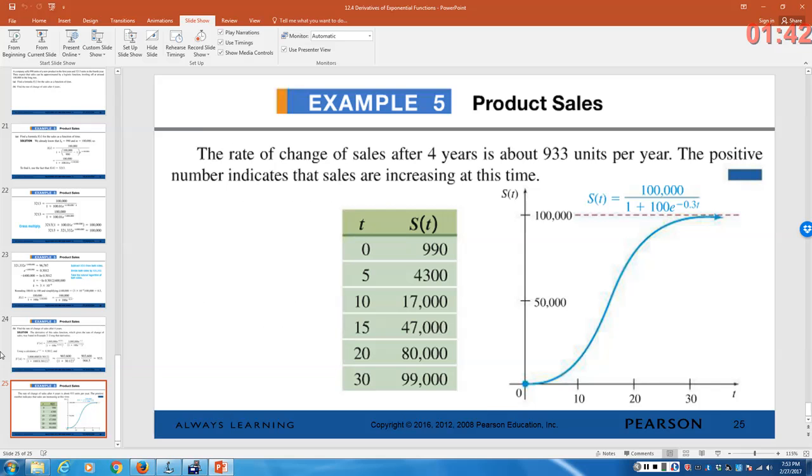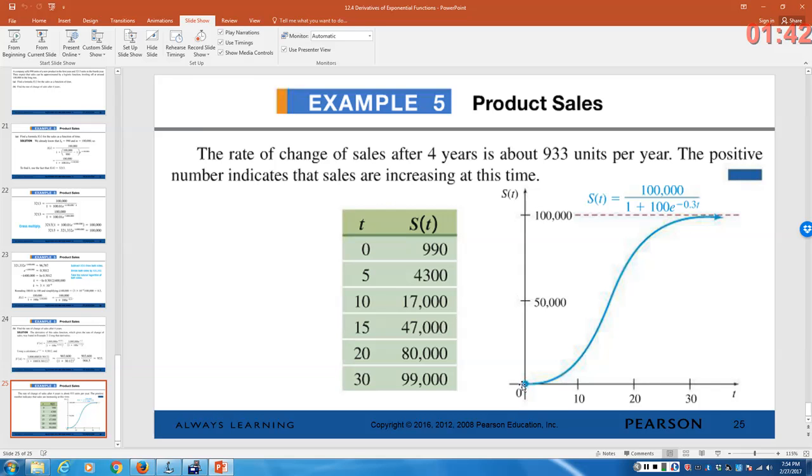Okay. Now, if you notice here, rate of change of sales after 4 years is about 933 units per year. It indicates that sales are increasing at this time. So right about here is where 4 years are. But if we were to substitute in, say, 20 years, it's still increasing at a good clip. We get a lot larger number. But by the time 30 years rolls around, their sales are pretty much leveled out.